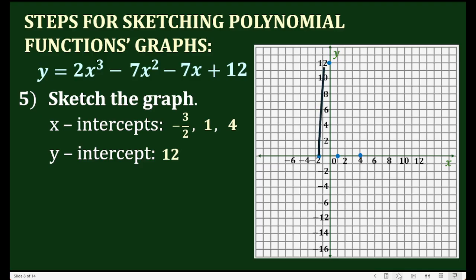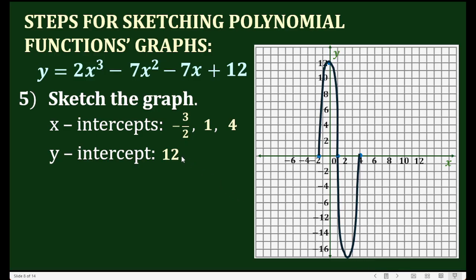But first, we could also trace first the portion of this graph. So let us have 2 connecting the y-intercept 12. Then we do the turning point of the graph and then connecting to 1 coordinate of the x-axis, and then we go down and then connect 4.